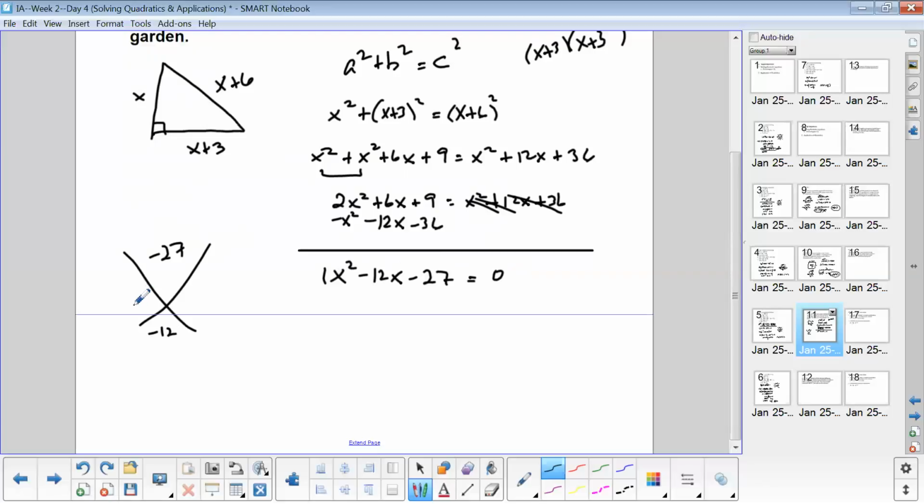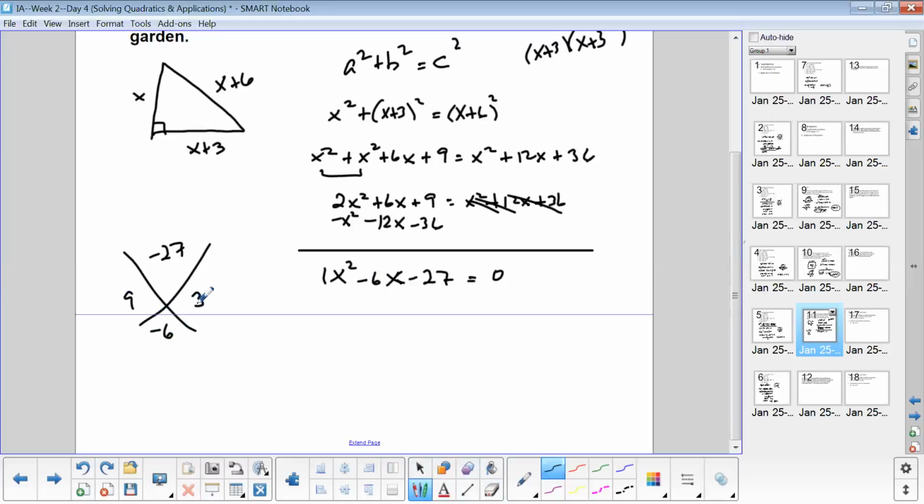Typo there. So that'd be negative 6x. 6x minus 12x. I didn't subtract it. I ended up writing the 12. So 6x minus 12x will be negative 6x. So you're looking for factors that multiply to give you negative 27 and add to give you negative 6.